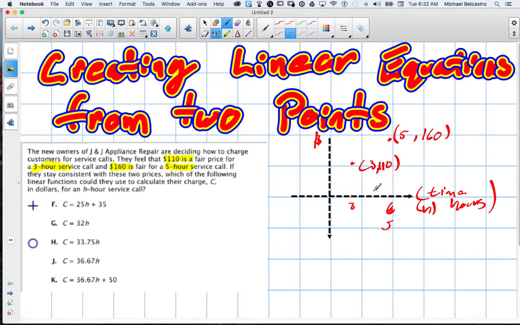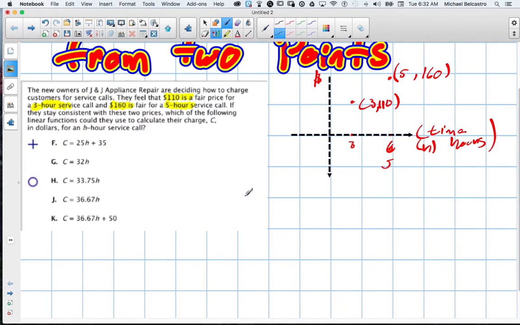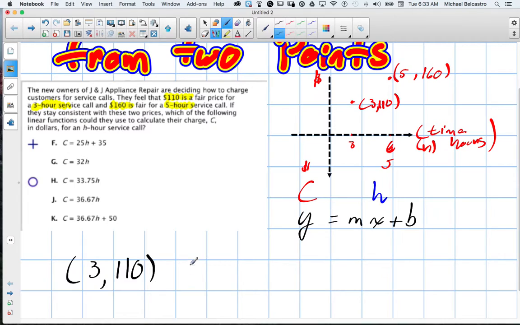So with that being said, we have two coordinates, and we want to build the equation y equals mx plus b, but in our case the y value is the cost, so that's our C or our money, and the x value is the time, which we call h in hours. We'll still use y equals mx plus b, and we'll just substitute C in for y and h in for x at the very end. So we have two coordinates here. Coordinate 1 is at 3 and 110, and coordinate 2 is at 5 and 160.